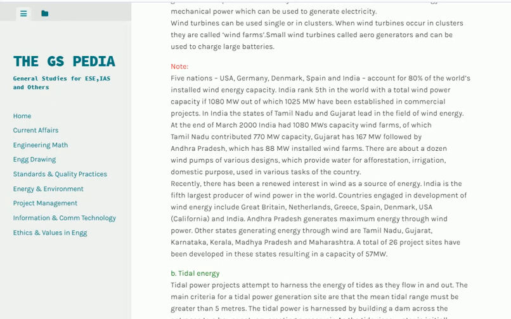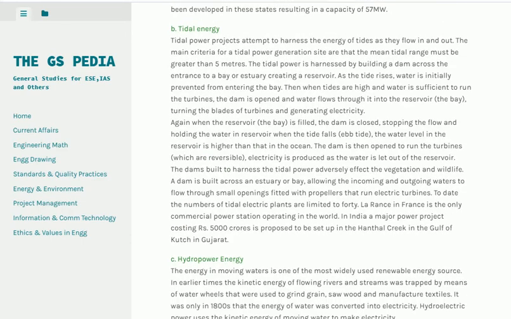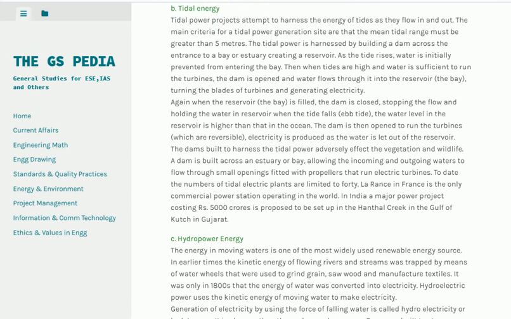B. Tidal energy. Tidal power projects attempt to harness the energy of tides as they flow in and out. The main criteria for a tidal power generation site are that the mean tidal range must be greater than 5 meters. The tidal power is harnessed by building a dam across the entrance to a bay or estuary, creating a reservoir. As the tide rises, water is initially prevented from entering the bay. Then when tides are high and water is sufficient to run the turbines, the dam is opened and water flows through it into the reservoir in the bay, turning the blades of turbines and generating electricity.